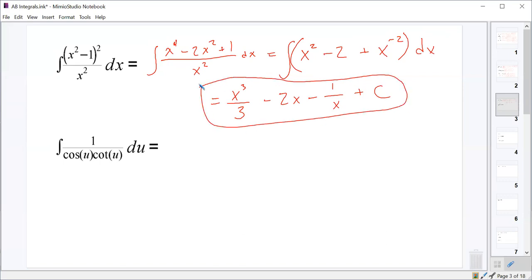So oftentimes, if you see a rational function, when the denominator is just a single term, you're going to want to expand out your numerator and just divide. So just something to note and think about as you're working through problems in the next couple of days.